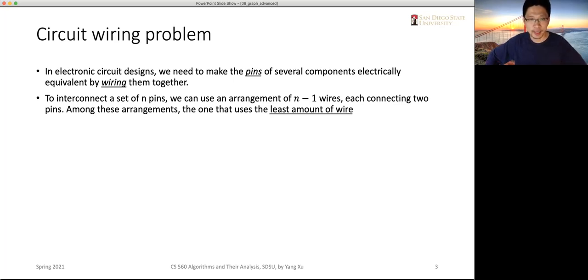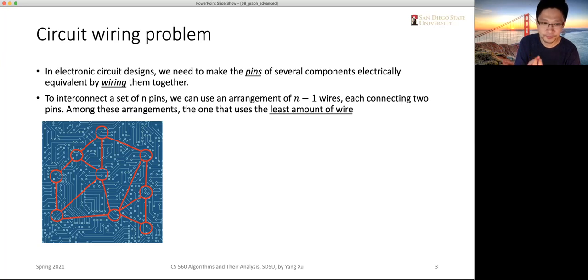Because it's a practical problem, there is of course more than one solution. We can make different arrangements. What we want to achieve is that among all these arrangements, we choose the one that uses the least amount of wire, because a wire doesn't come free. It's essentially metal, and we want to save that amount of material used.